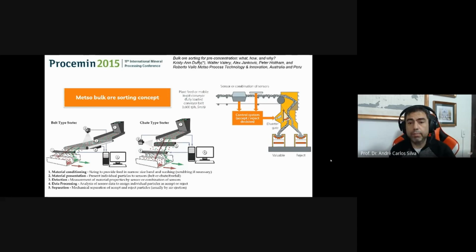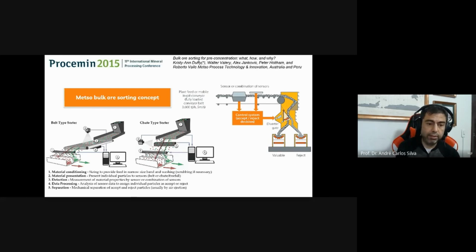So I brought this paper, and this paper is from some authors. Among them, we have a Brazilian, Walter Valeri, and Valeri has been working at Metso for many years, and they've been doing great work over there. In this paper, they are showing two different possibilities for ore sorting.